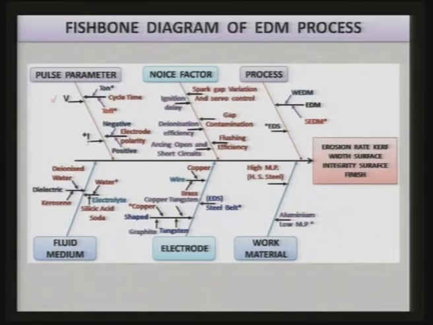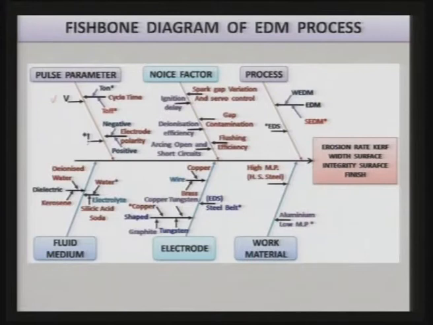So, the on time of the power supply as well as the off time both are important, and the on time plus off time makes what is known as cycle time. Electrodes can have either normal polarity, that is where the tool is negative and the workpiece is positive, or reverse polarity where the tool becomes positive and the workpiece becomes negative. These are the pulse parameters which affect the process performance, we have already seen.